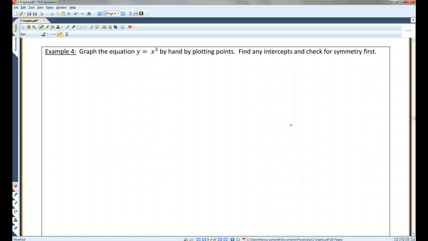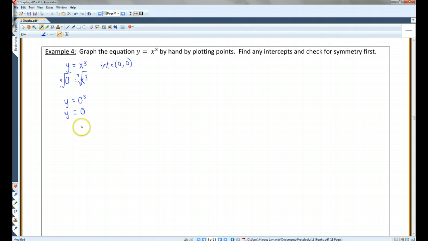Okay, graph the equation y equals x cubed by hand by plotting points. Find any intercepts and check for symmetry first. Alright, let's look for intercepts first. Y equals x cubed. I'm going to plug in 0 for y. 0 equals x cubed. You take the cube root of both sides, x equals 0. And if you plug in 0 for x, voila, you get y equals 0. So, here is our one intercept. Okay? Symmetry.